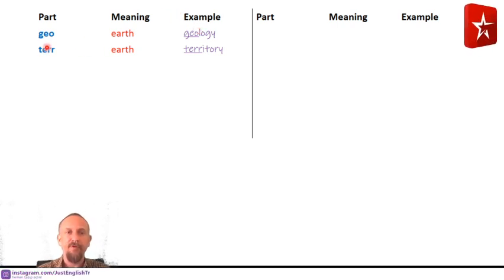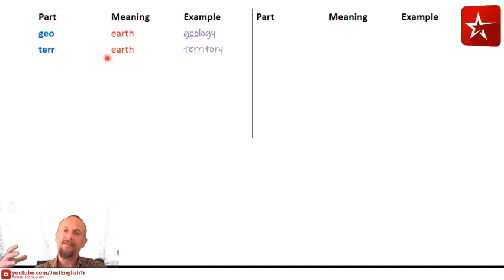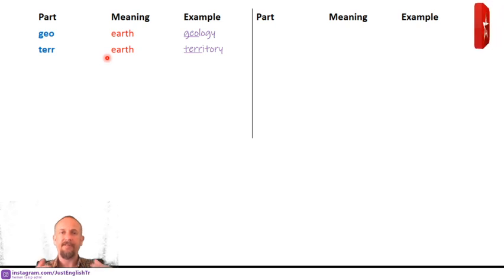Then we have another one which has the same meaning, ter. And territory means the land belonging. Actually, maybe if you could think of ter as being land, as opposed to earth. So a territory, a very common TOEFL word, territory is the land that belongs to an animal. Some animals are not territorial.